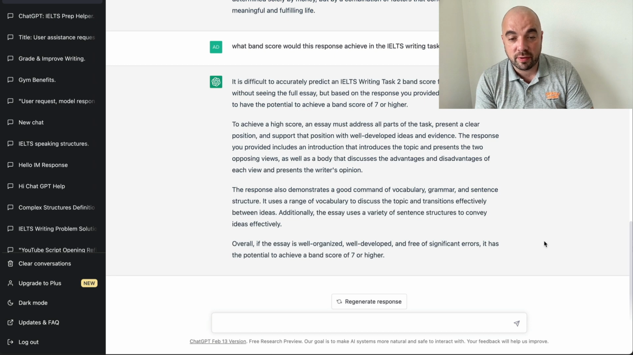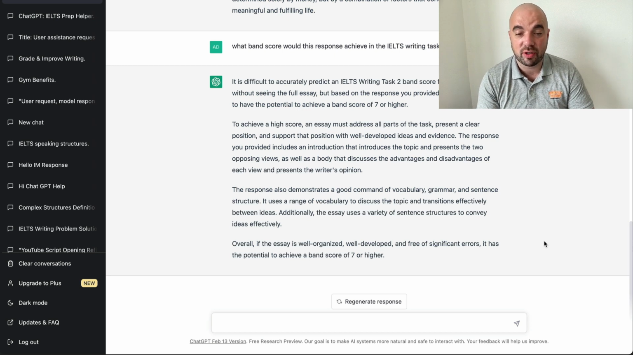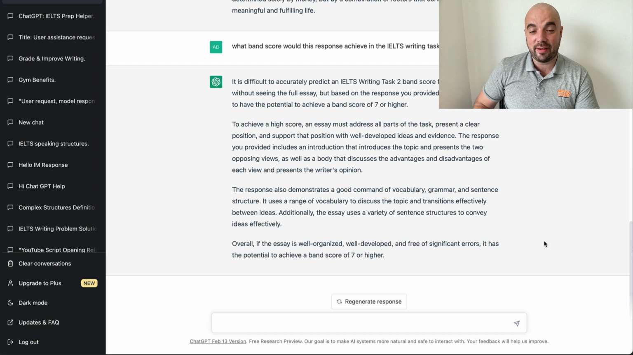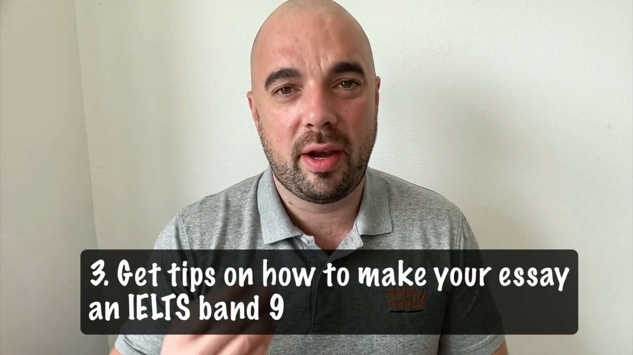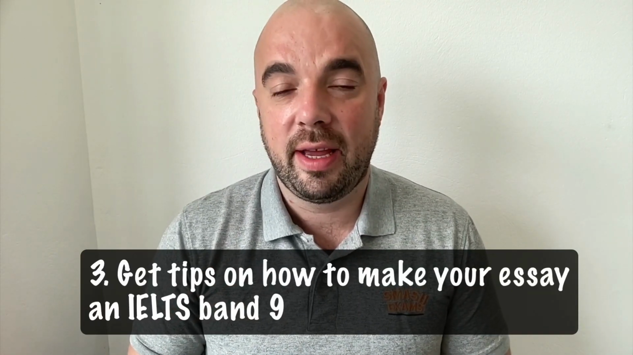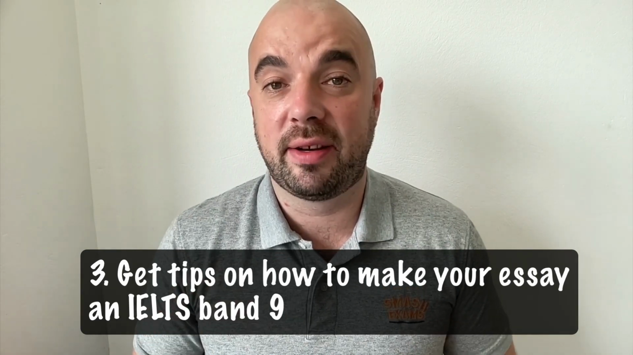It uses a range of vocabulary to discuss the topic and transitions effectively between ideas. There's a variety of sentence structures. So it would get a band 7 or higher. So that's a band 7 essay. What we can now ask ChatGPT is how we could make this a band 9 essay.